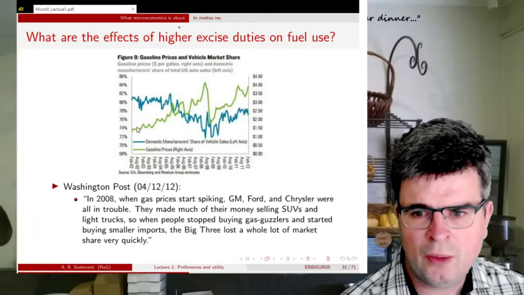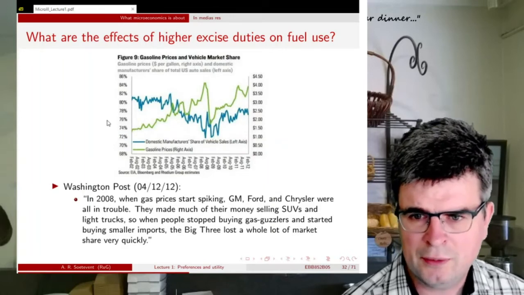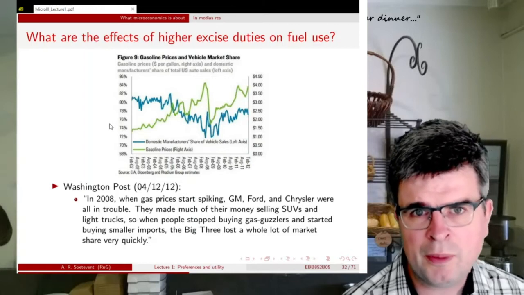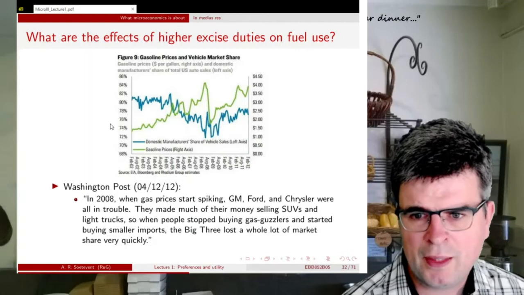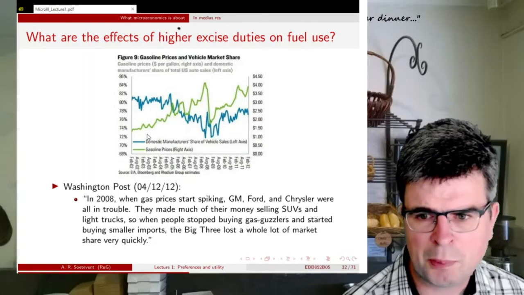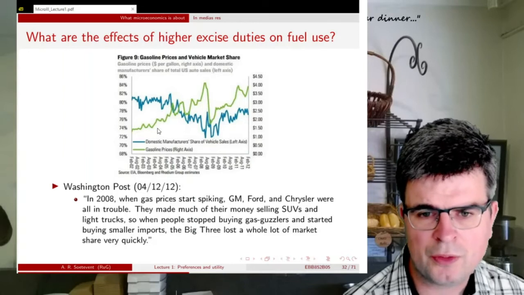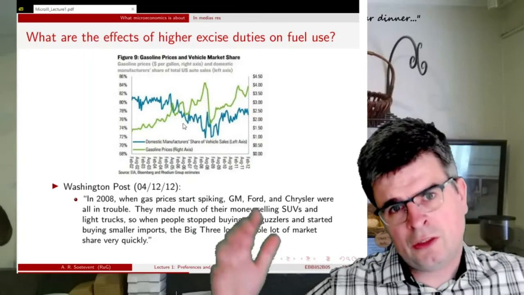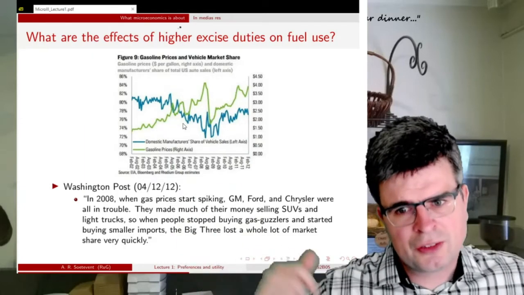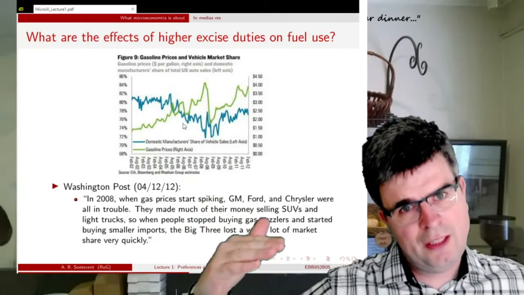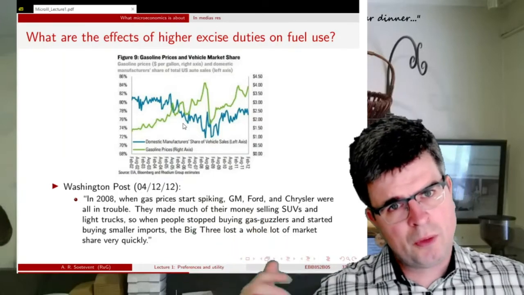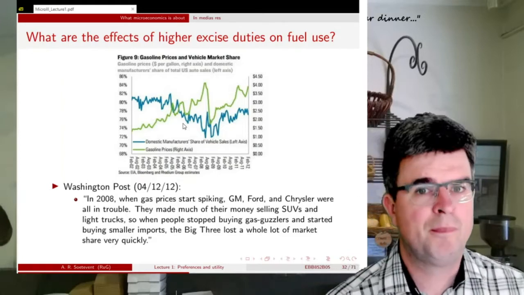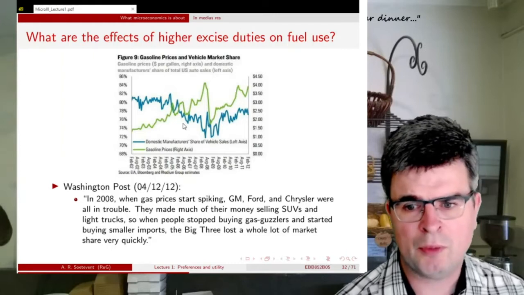Interestingly, firms also respond to incentives. So here's a US example. In 2008, when we had the financial crisis, the gas prices started spiking, and the traditional car companies were in trouble because they had all these big cars that they sold, these gas guzzlers, and when the prices of fuel increased, people responded to incentives. Consumers switched to buying smaller cars instead, and the traditional manufacturers did not make that type of car.